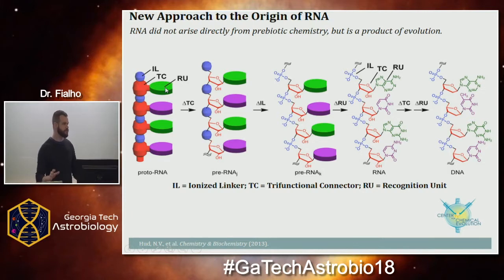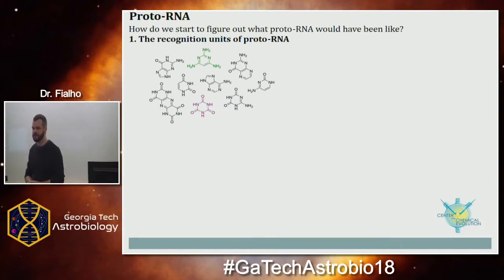So conceptually, we start out by saying we're going to divide our protonucleic acid into three distinct functional units: the recognition unit, which today are the nucleobases; the trifunctional connector, which today is ribose or deoxyribose; and the ionized linker, which is phosphate today. So then we're just going to go through each one and think about what are the most prebiotically reasonable precursors that we could have had. So first we'll start with the recognition units.